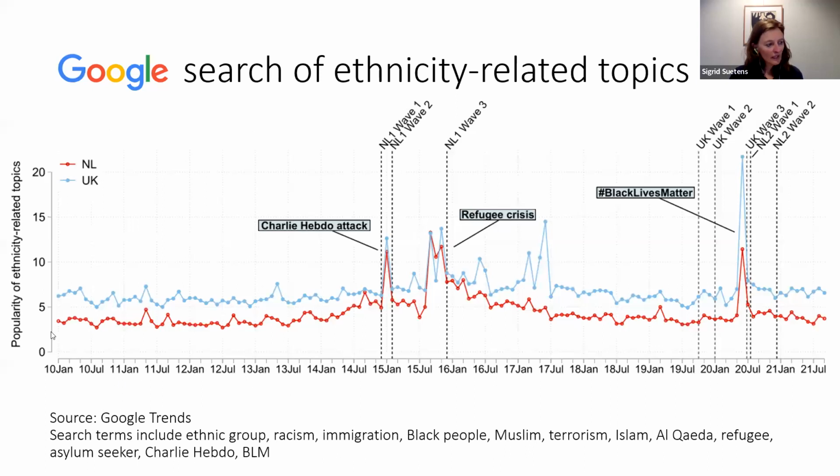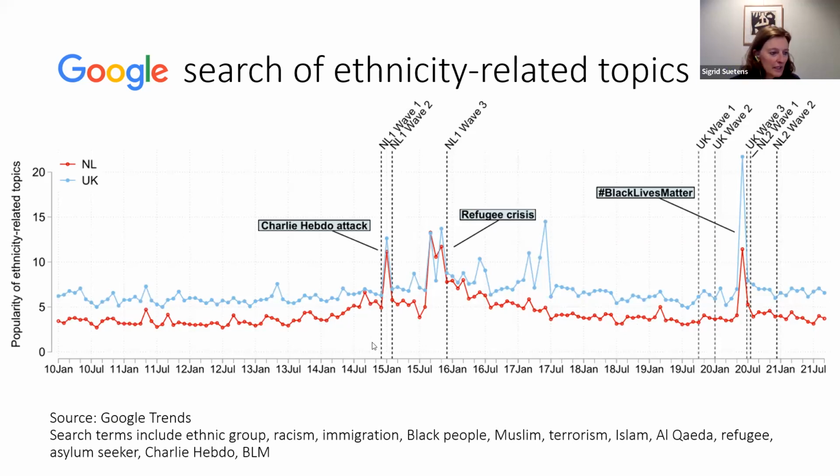The red line indicates the Netherlands and the blue line the UK. So what you see here is a proxy for the popularity of ethnicity-related topics. The search term you can see here is a mix of search terms in different variations. They're not all included here, but that's basically how to think of it.